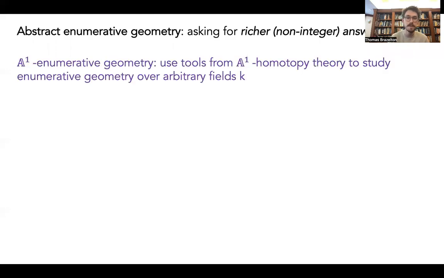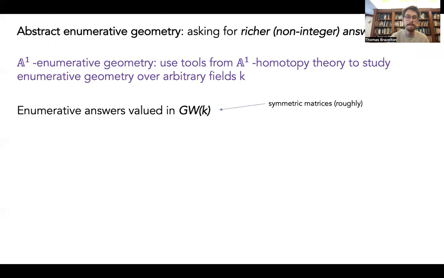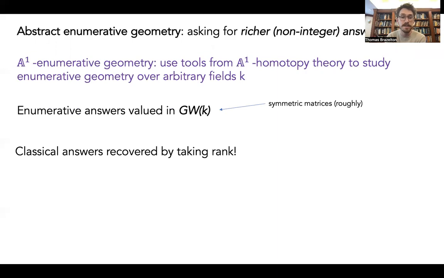Abstract enumerative geometry can be thought of as any time where we're asking these geometric questions, but we're looking for answers that are richer than integers. One direction is a program of math called A1 enumerative geometry, in which we use tools from A1 homotopy theory to study enumerative geometry over arbitrary fields. We get enumerative answers that are valued in the Grothendieck-Witt group of your field, which we can roughly think about as symmetric matrices over K. And our classical answers are recovered by taking the rank of this matrix. And we get more and more interesting data as the field becomes a little bit more complicated.